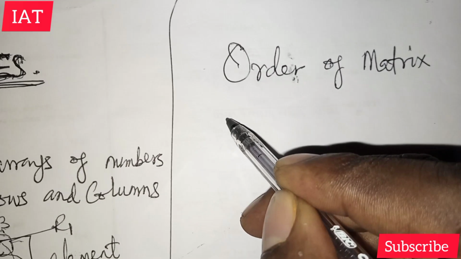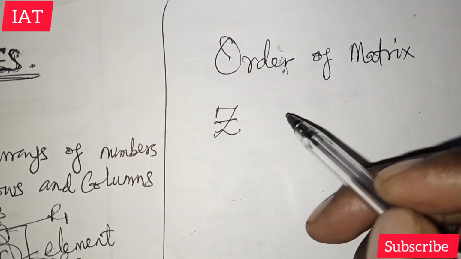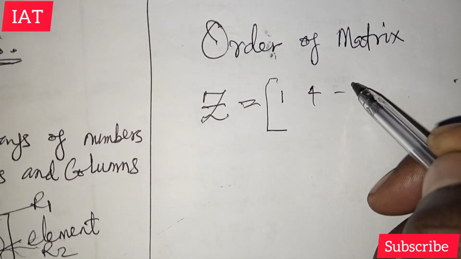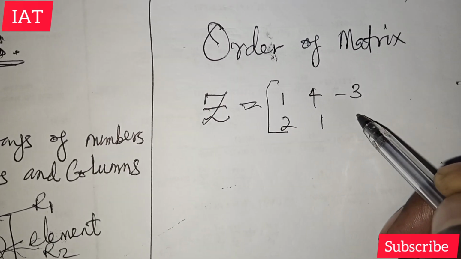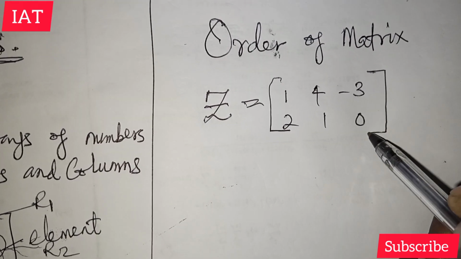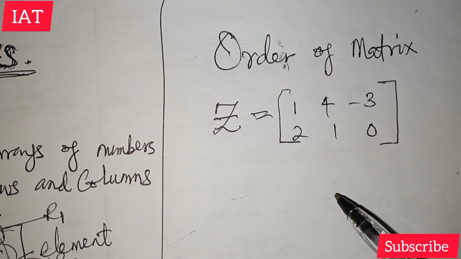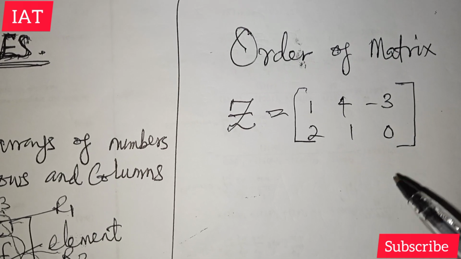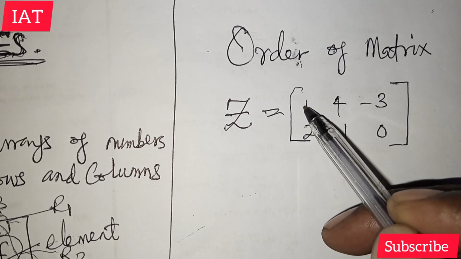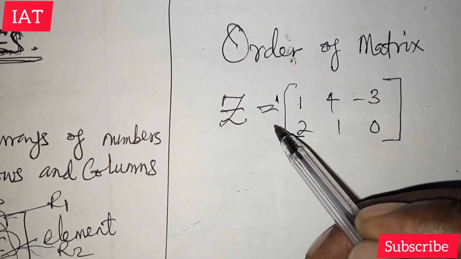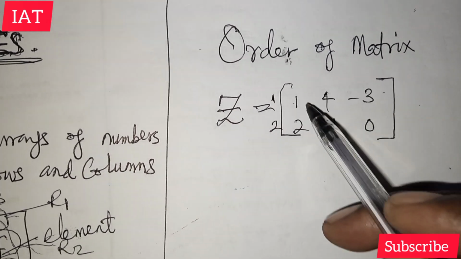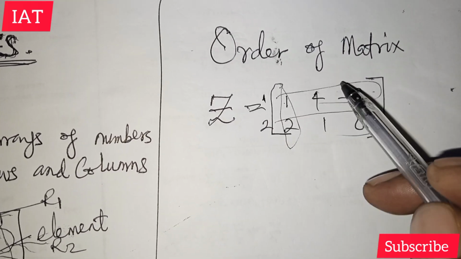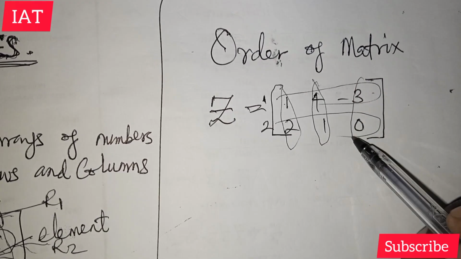So let's say, for example, I have matrix Z equal to, let's have some elements, say 1, 4, minus 3, 2, 1, 0, and let's leave it like this. So what is the order of this matrix? Since you are now aware of what we call rows and columns, you understand that this is row 1 and this is row 2. Then we have column 1, column 2, and column 3.